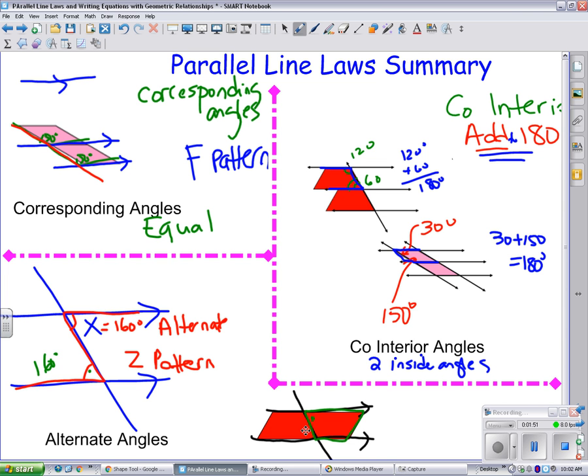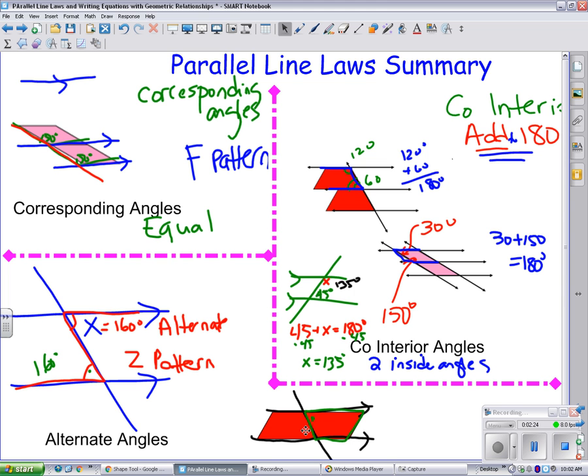So if we have a set of parallel lines, perhaps like this, and we know that this angle is 45 degrees, then we should be able to determine the missing other inside angle, because 45 degrees plus x has to add to 180 degrees. Solving for x, I would subtract 45 from both sides, and that will leave me with 135 degrees as the angle measure for x. So that guy would be 135 degrees.